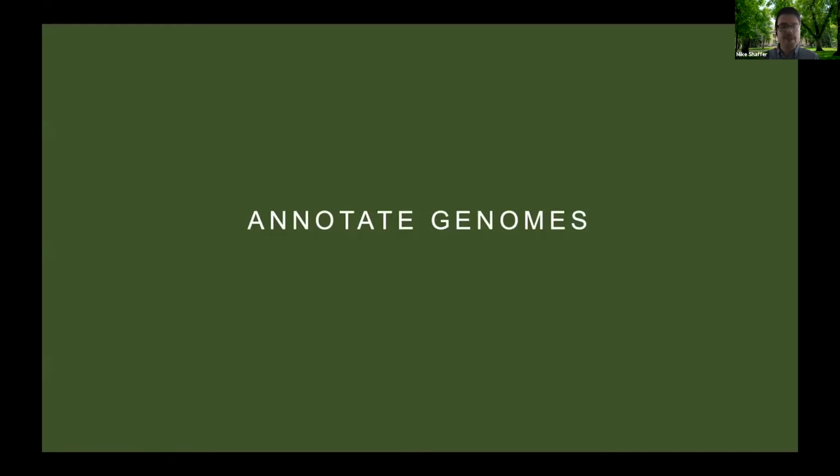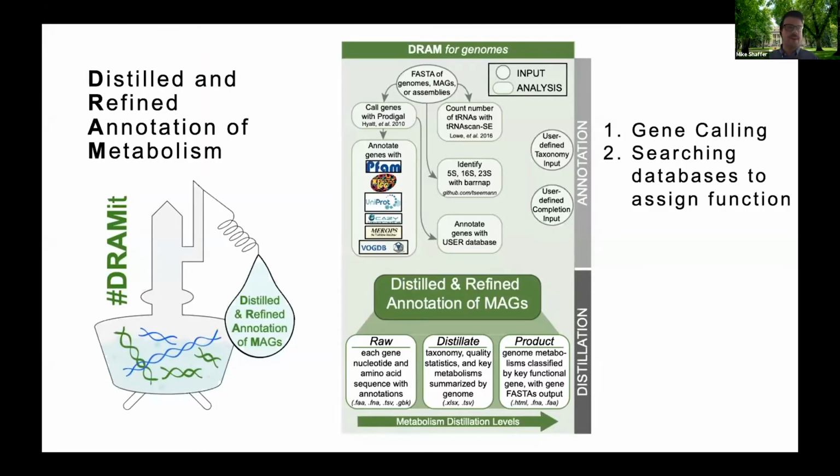So now we have bins, which we are sure are of good quality, and also that have been assigned taxonomy. But what we really want to do is build those genome cartoons, as we showed in the initial slide. We want to be able to understand the metabolism that each genome is capable of. So we can do this with a tool that we've developed within the Wrighton Lab called DRAM, which stands for Distilled and Refined Annotations of Metabolism.